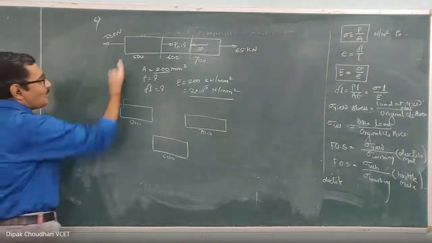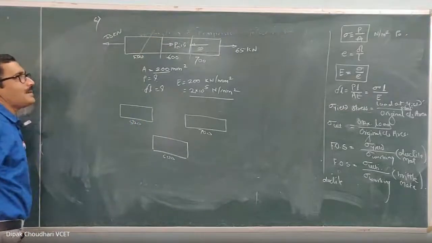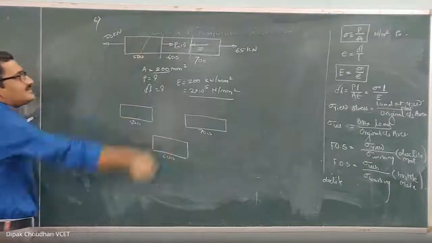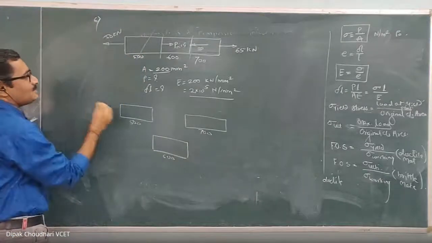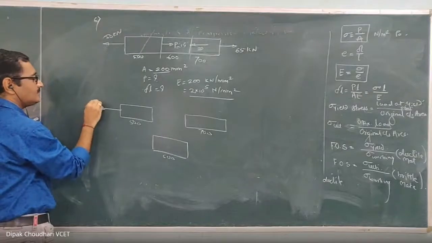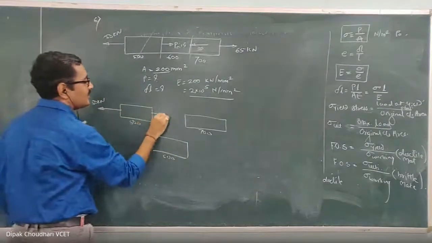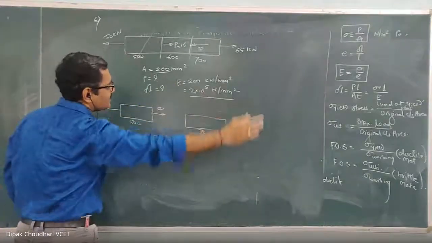Now we have to find out how much is the axial force acting on the first part. To calculate it, consider one imaginary section through the first part and take the algebraic summation of all forces on any one side. On the left hand side there is a 50 kilonewton. So show 50 kilonewton on the left hand side. To balance this, here also there will be 50 kilonewton. No need to take the algebraic summation on the right hand side.